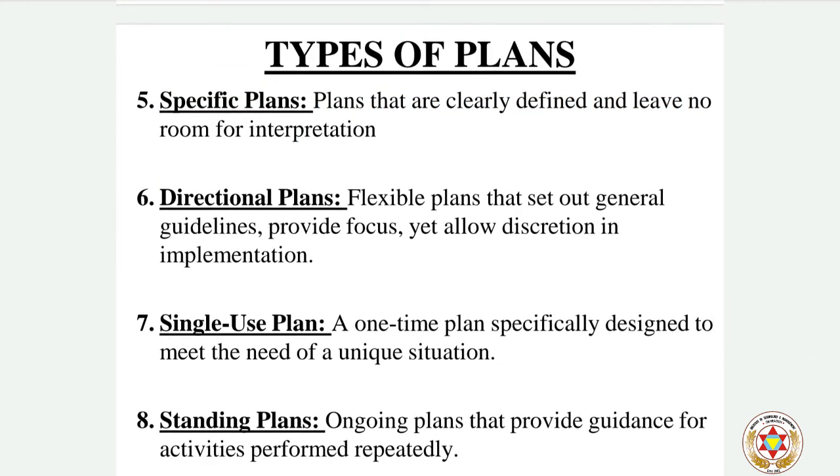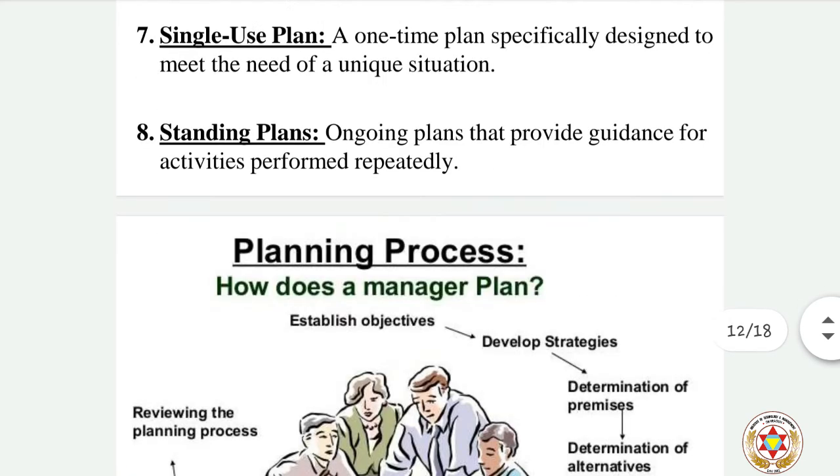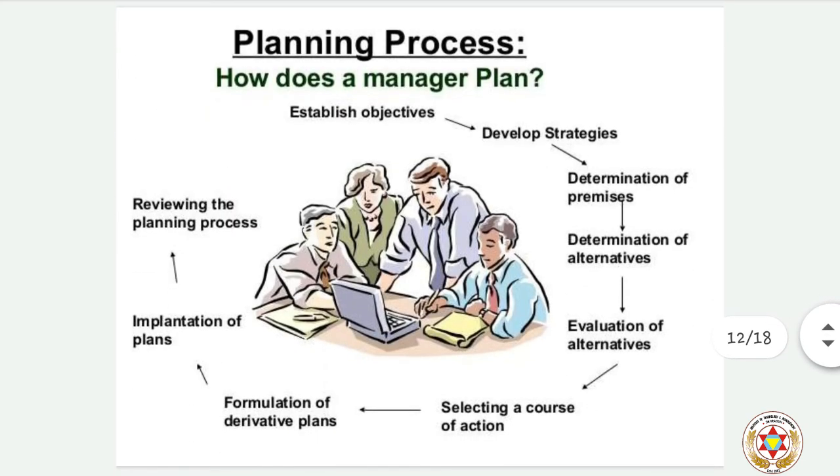Next, the specific plans are clearly defined and leave no room for interpretation. The directional plans are flexible plans. They set out general guidelines and provide focus, yet allow discretion in implementation. The seventh one is the single-use plan, a one-time plan designed to meet the needs of a unique situation. Eighth is the standing plan, an ongoing plan that provides guidance for activities performed repeatedly. Let's come to the process of planning.